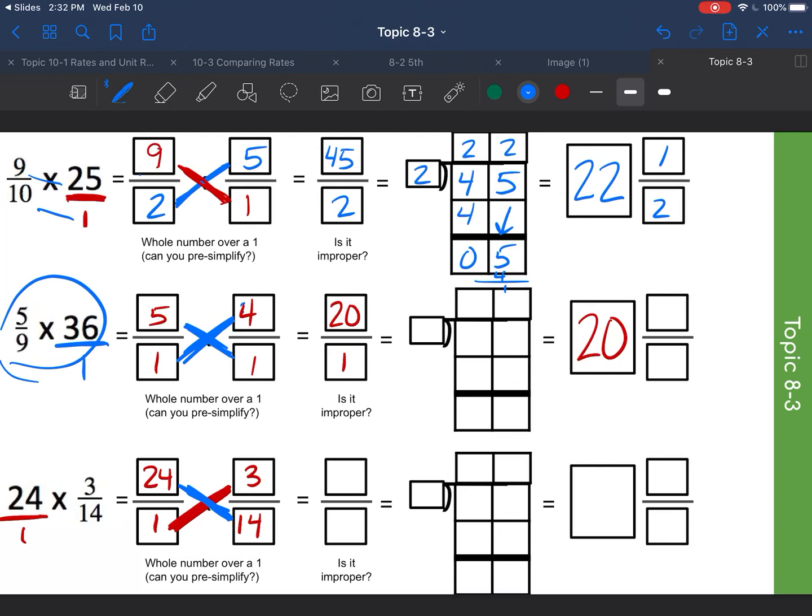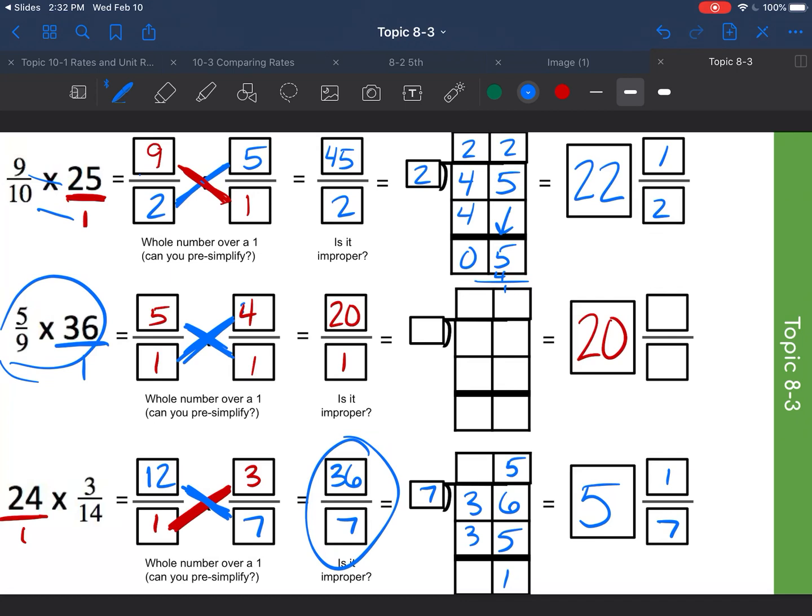Well, 2 can go into both. So 14 divided by 2 and 24 divided by 2. So 14 divided by 2 is 7. 24 divided by 2 is 12. Now our problem is 36 divided by 7, which is easier to solve. 36 divided by 7. 7 can go into 36 5 times to get 35. Subtract and get 1. So our answer is 5 and 1/7.